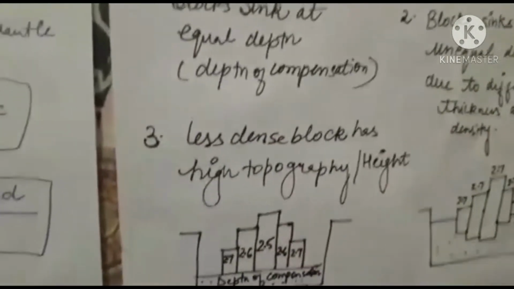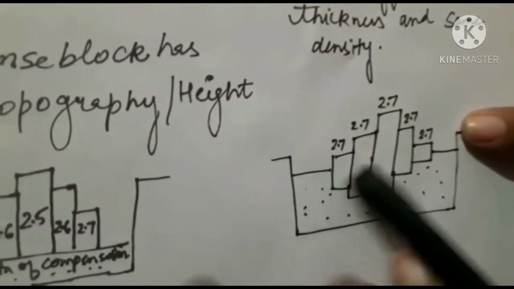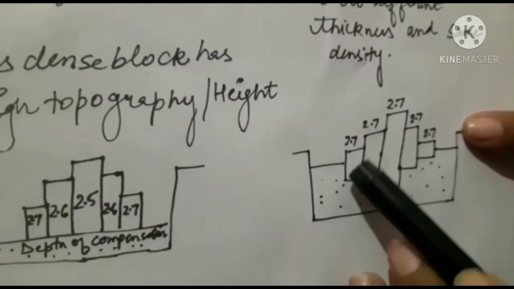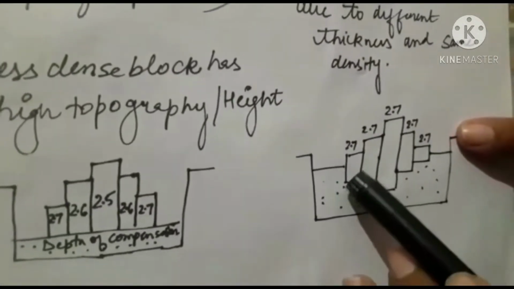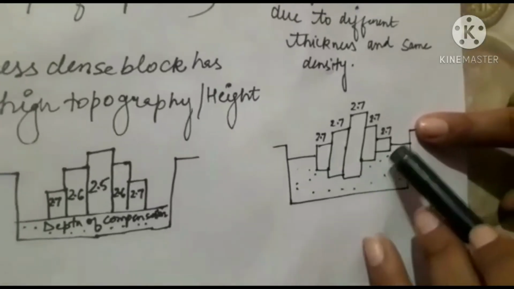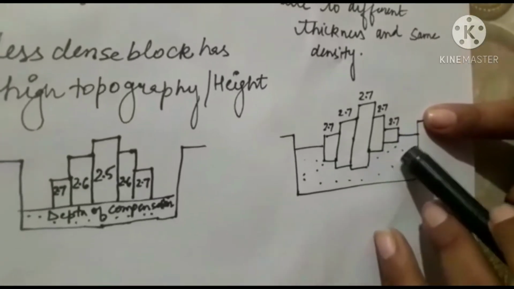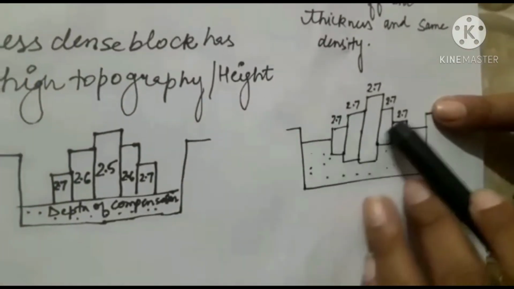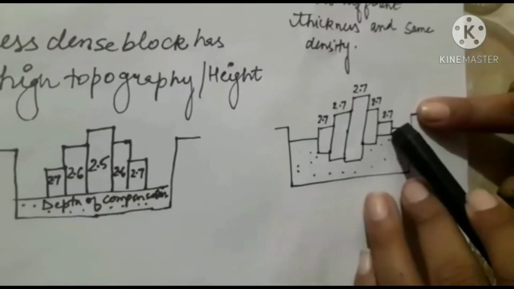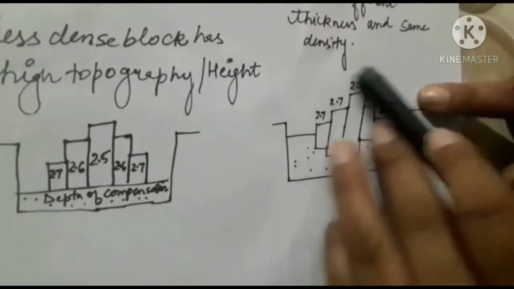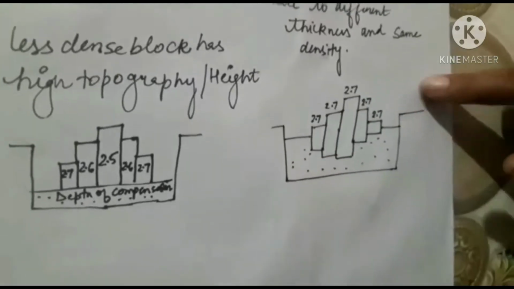And in Airy's model, you can see all the blocks are dipping to unequal depth below the depth of compensation. There is not equal depth sinking of all the blocks, and all blocks will have equal density.